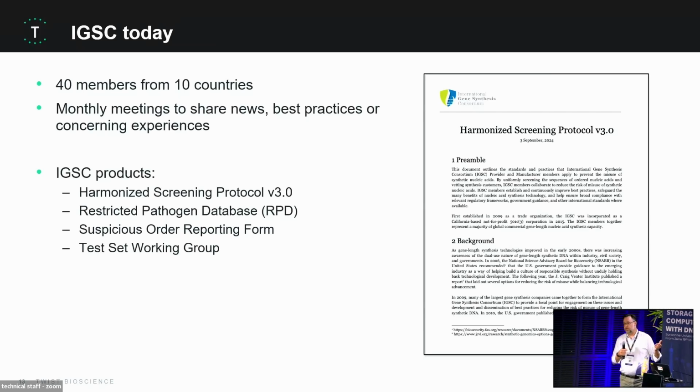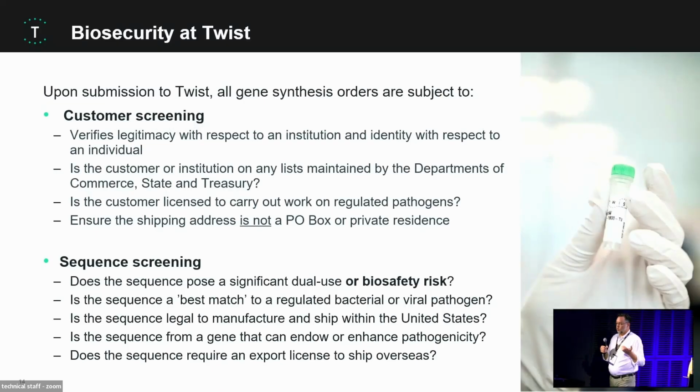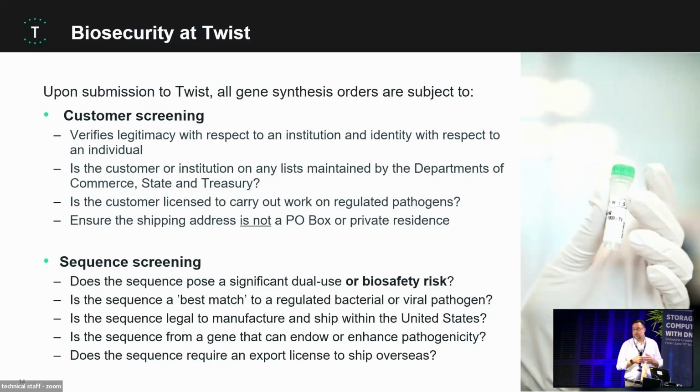We have a test set working group that's been working with the National Institute of Standards and Technology in the US, along with IBIS, around how do you even test systems like this for performance. And then at Twist, just to affirm, we screen every customer that comes up to us, we screen every order that's placed with Twist to make sure that that material is going to a responsible party who will use it responsibly.